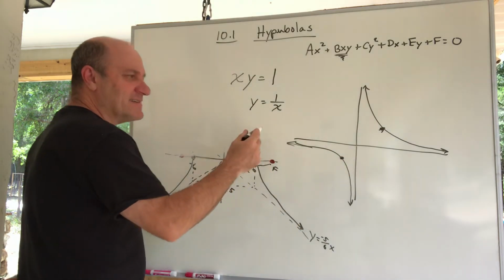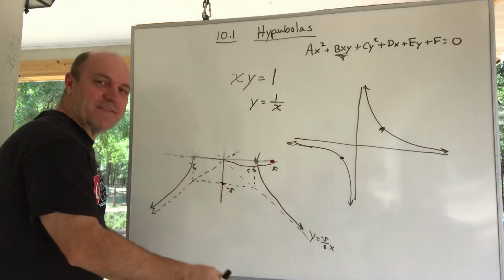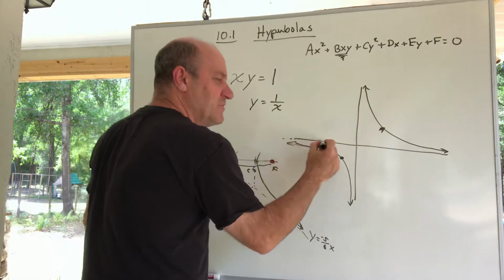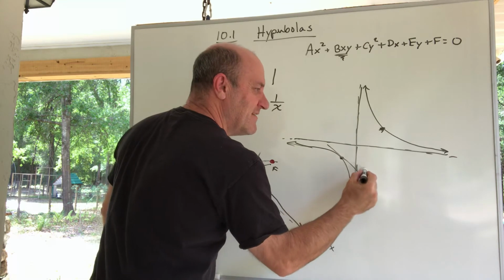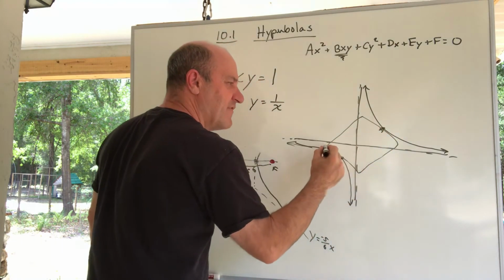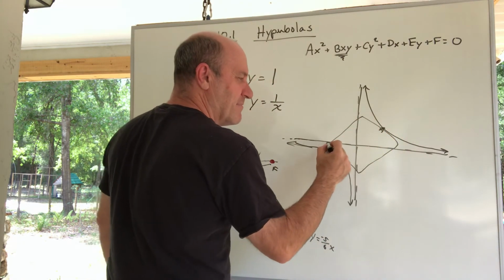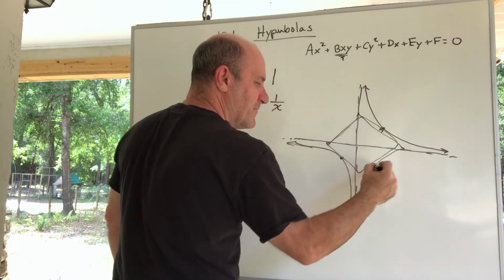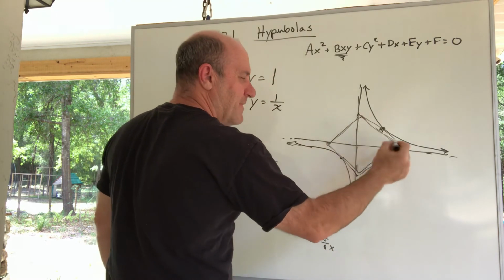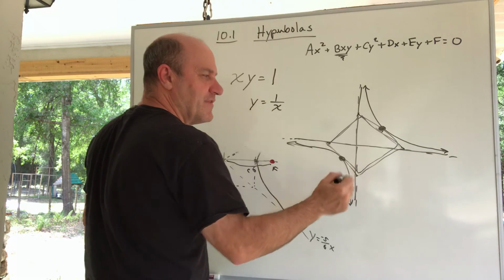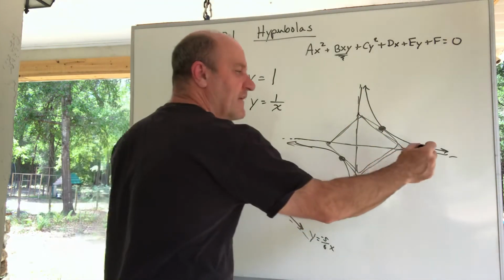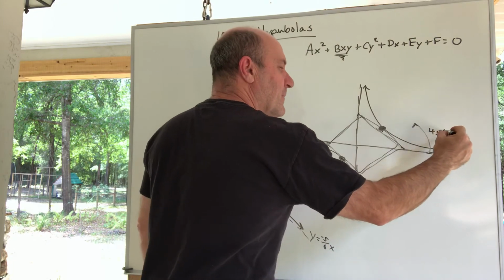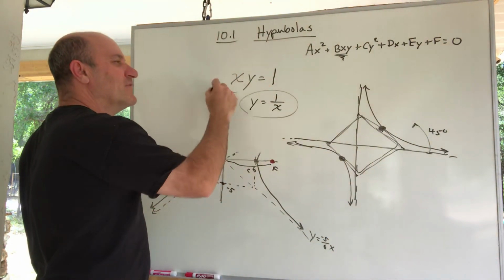But guess what that is? It's a hyperbola that's been rotated. The asymptotes are here. The box is here. It's been rotated 45 degrees. And these are the vertices of the hyperbola. It's a rotated hyperbola, rotated 45 degrees. So that's what he is.